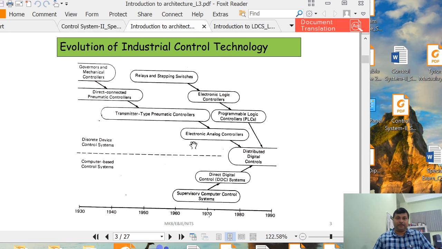So we can see that the development of electronic analog controllers converge to the distributed digital control system, and programmable logic controllers, which is a discrete control system, also converge to the distributed. So they become part of the distributed control system. Also there was the development of computers in the 1960s, and it came in the form of supervisory computer control system. And slowly after that, we have seen a development called direct digital control system, and it has also converged to the distributed control system. So a distributed digital control system. So this is the timeline for the development, how the evolution of industry control technology has occurred.